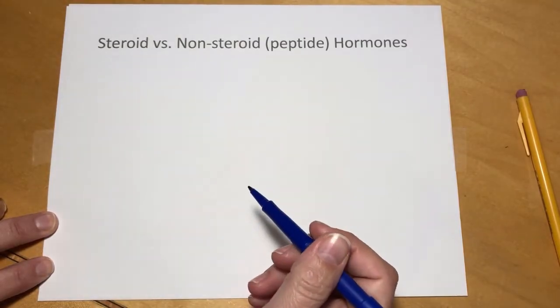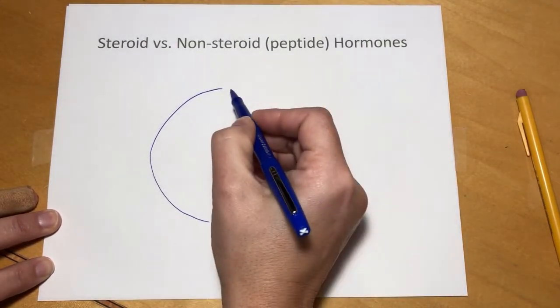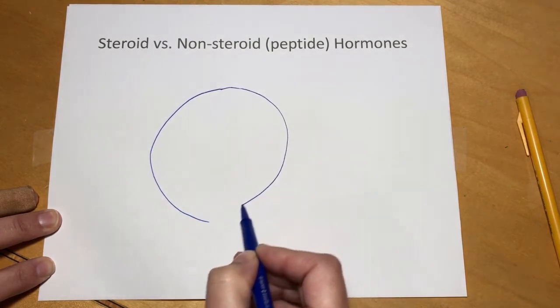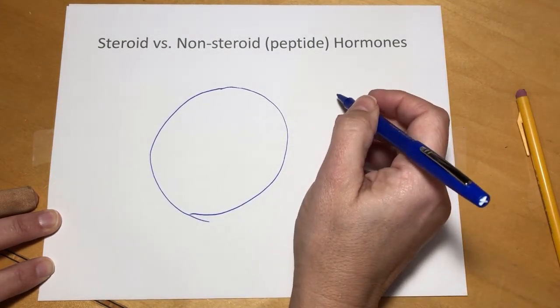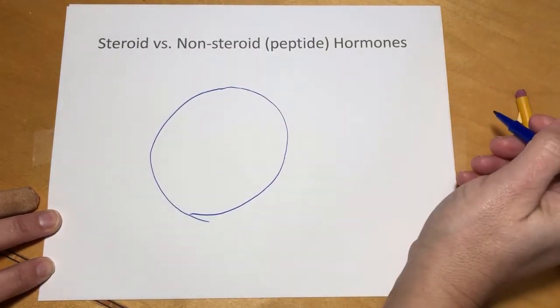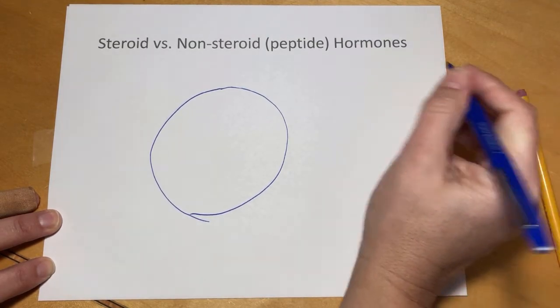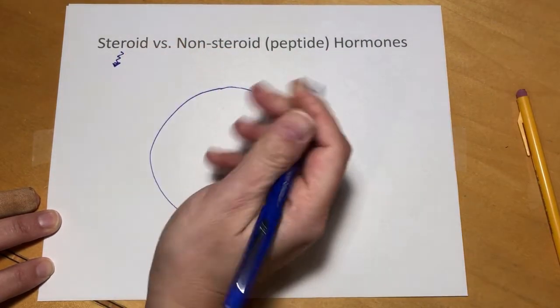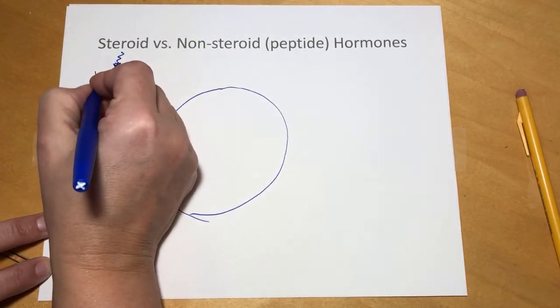The hormones can be one of two types. Imagine you have a cell, and remember the outside of the cell is that phospholipid bilayer. Sometimes hormones are what we call steroid hormones. The hormones of the adrenal glands, the testes, and the ovaries are steroid hormones. And remember that steroid, way back at the beginning of the course, steroids are a type of lipid.